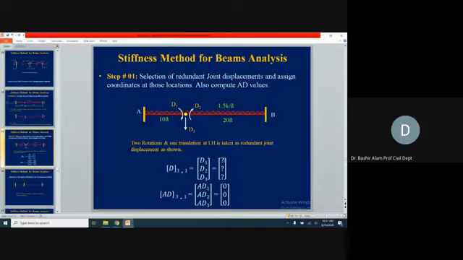So D1, D2, D3, we declare them as unknowns. Corresponding to D1, do we have any externally applied moment? No. So it is 0. Corresponding to D2, do we have any externally applied moment? No. So AD2 is equal to 0. D3 now, corresponding to this, do we have any externally applied action, now force? No, again, so AD3 is equal to 0.